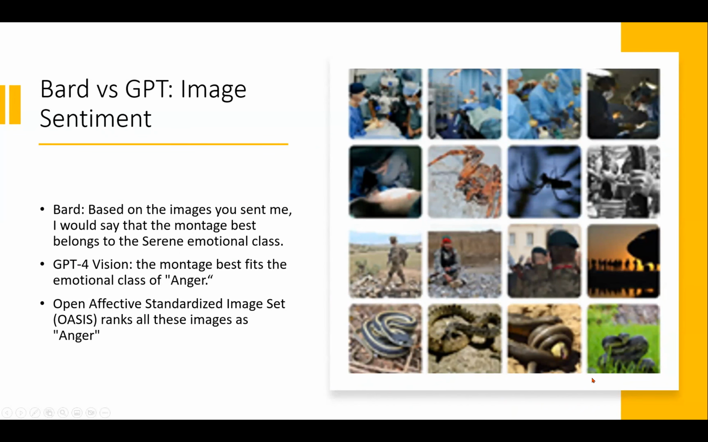The actual technical version of this in psychology is that these are angry images. There's typically a very narrow spectrum, so it's not all that specific, but sad, depressed, happy, serene, peaceful. Interestingly, Bard is very bad at this sort of montage. It gives it a serene. I would challenge someone, unless you're a doctor, maybe, to see this as serene. GPT-4 will say, correctly, anger, and the actual human score is called OASIS, the Open Affective Standardized Image Set, and it ranks all these images in the category of anger.